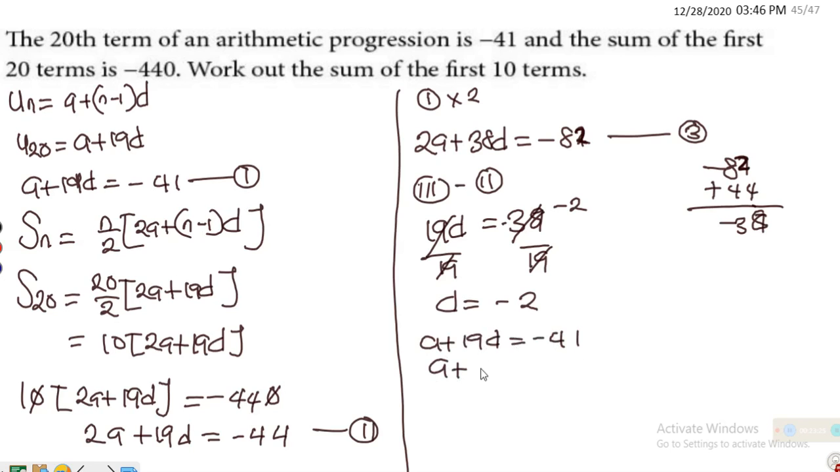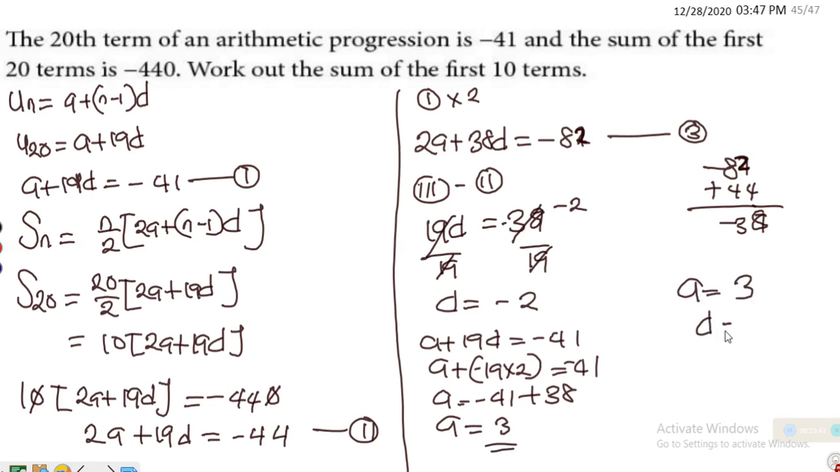So we have a plus 19 times minus 2 equals minus 41. So a equals minus 41 plus 38. So a equals 2 plus 1, equals 3. So therefore a equals 3, d equals minus 2 is what we have obtained from the given information.